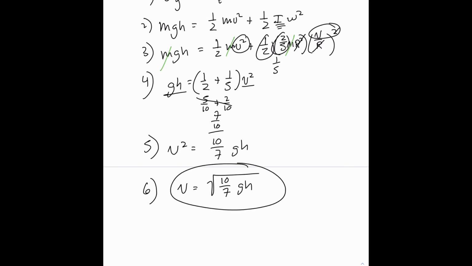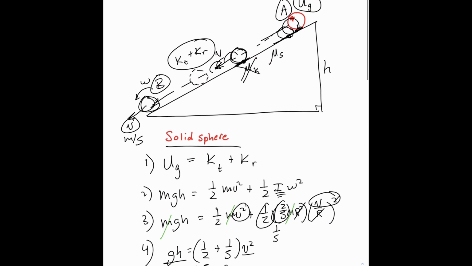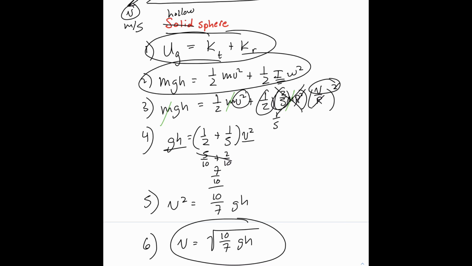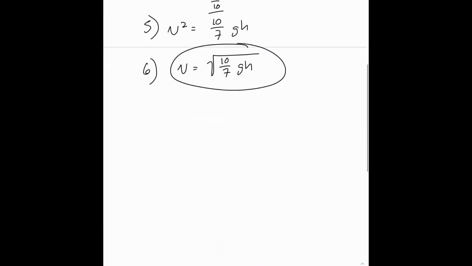Not so bad. But wait a minute. How did we know this was a solid sphere? I guess it was just stated, but maybe we try again with a hollow sphere. Well, step 1 is still the same. Step 2 is still the same. The only difference is we wouldn't substitute 2/5 mr squared. We'd substitute 2/3 mr squared if it was a hollow sphere. So let's see what that would give us.